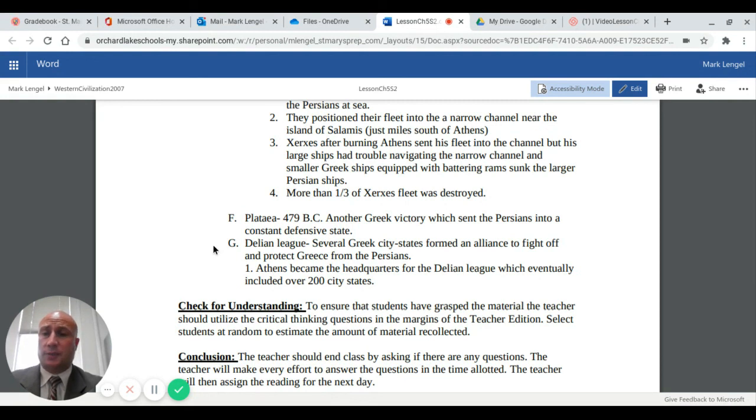Due to these invasions by the Persians, many of the Greek city-states came together in what's called the Delian League. It was several Greek city-states that formed an alliance to fight off and protect Greece from the Persians. Athens became the headquarters of the Delian League, which eventually included over 200 city-states. One city-state that did not stay in the Delian League was Sparta, and that's going to lead us into Section 3, which is going to talk about the Peloponnesian War, which was a major war between Athens and Sparta.